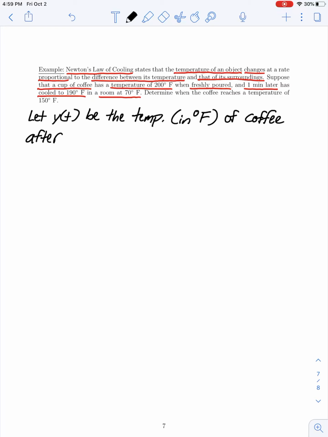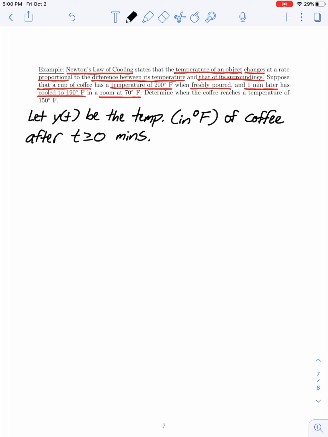after time t, which has to be non-negative, minutes have passed. And I'm using minutes since time was being measured in minutes in the problem statement. So what I'm given in the problem statement is a little bit of information. I have the initial temperature of the cup of coffee is 200 degrees, and after 1 minute it's cooled to 190. And I know what the temperature of the room is. So how can we go about finding this temperature from that information?